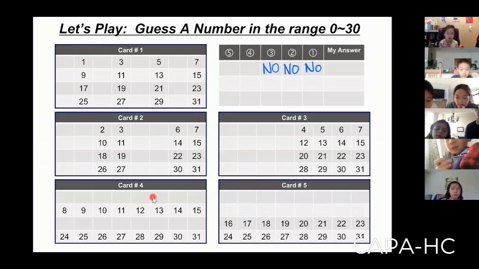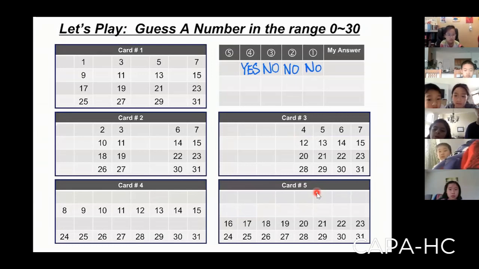Okay. How about card number 4 now? Yes. So I'm taking notes here. And now we have our 5th and final card. Is your number in this card? Yes.